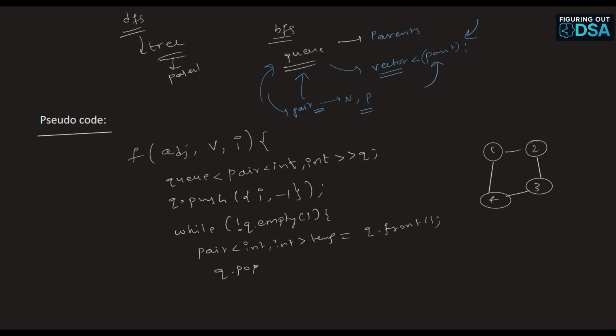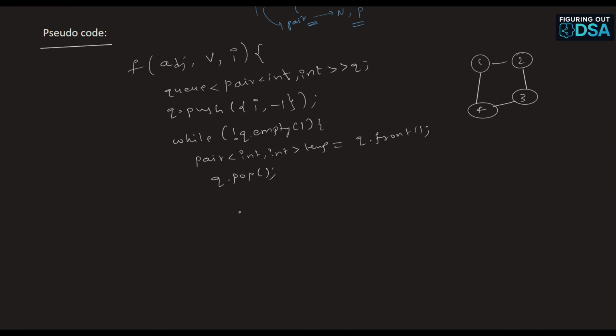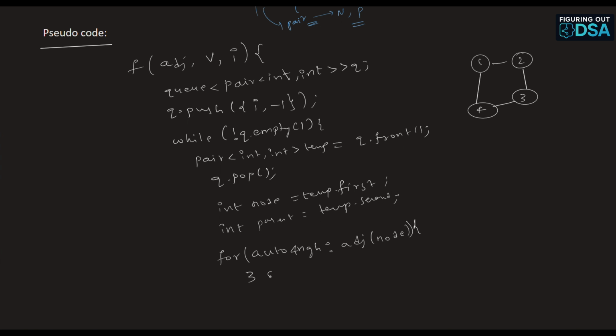And then we pop the first node from the queue and then we have to call neighbors, right? To call the neighbors, we need the current node. So we'll get the current node by temp dot first and parent by temp dot second. So we have got the node, now we can call the neighbors, right? So what do we do next? If you already watched the DFS review, then you might already know. We'll have three cases here. The first one is not visited, the second one is visited and parent, and the third one is visited and not parent. This is our required case.